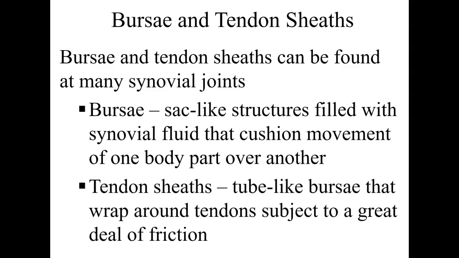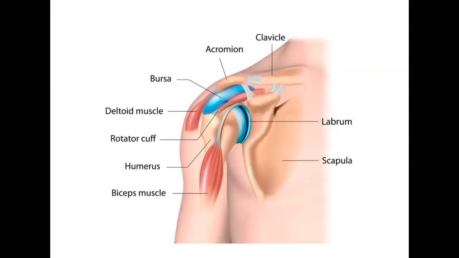Tendon sheaths are tube-like bursae that wrap around tendons that are subject to a great deal of friction. And again, I'll show you a picture of a tendon sheath in just one minute. All right, so here's a bursa. So this little fluid-filled packet full of synovial fluid is going to be a cushion.